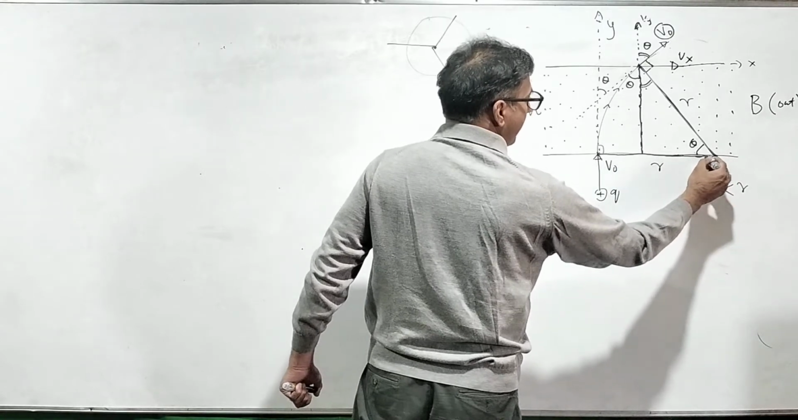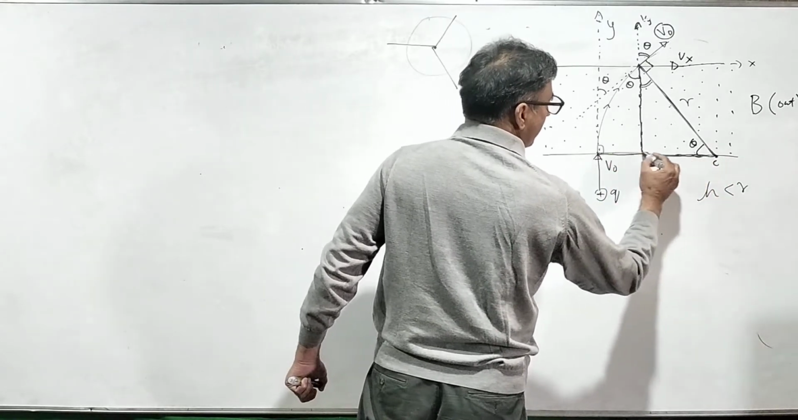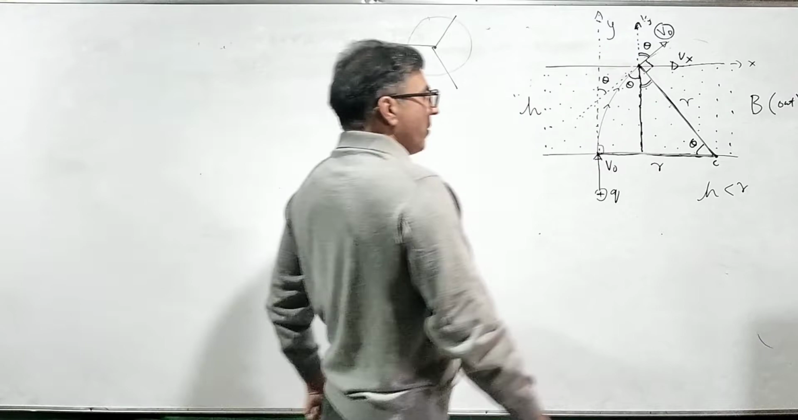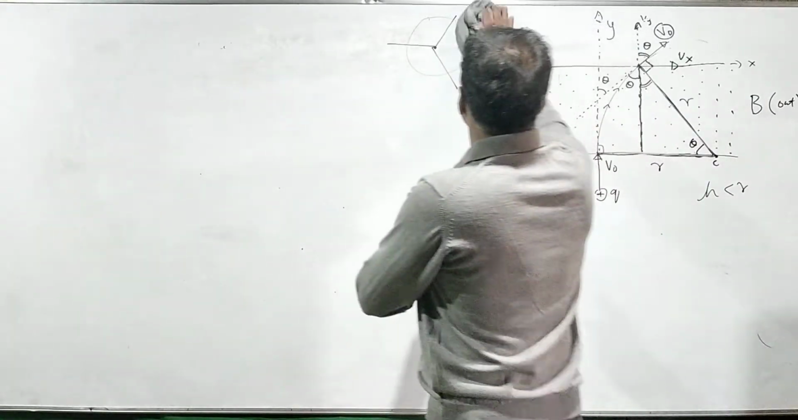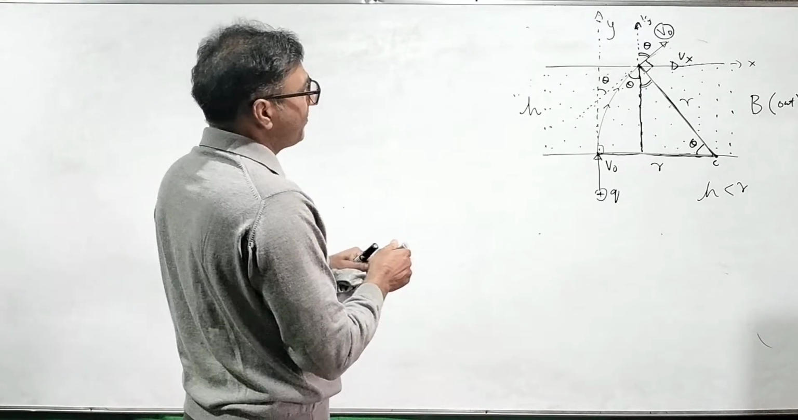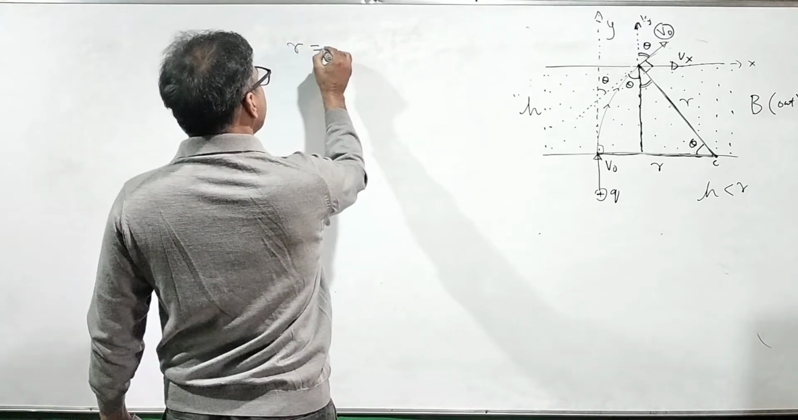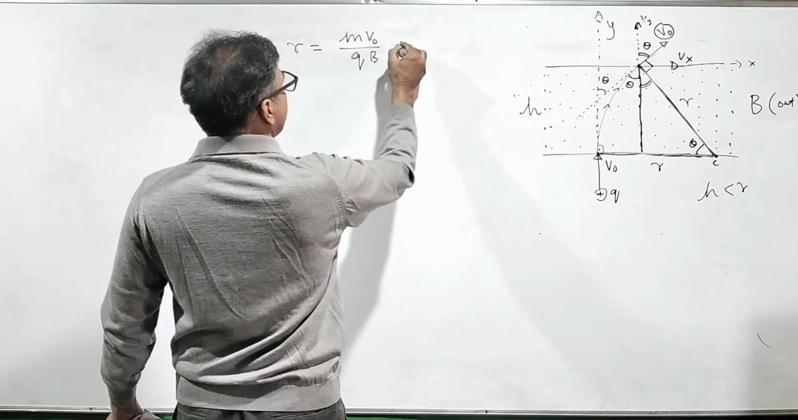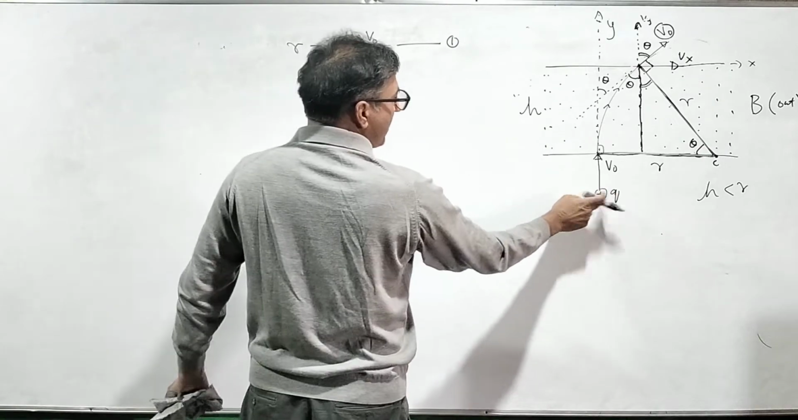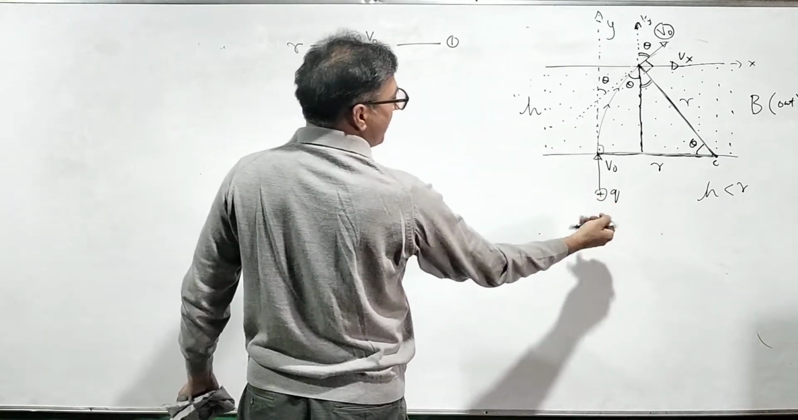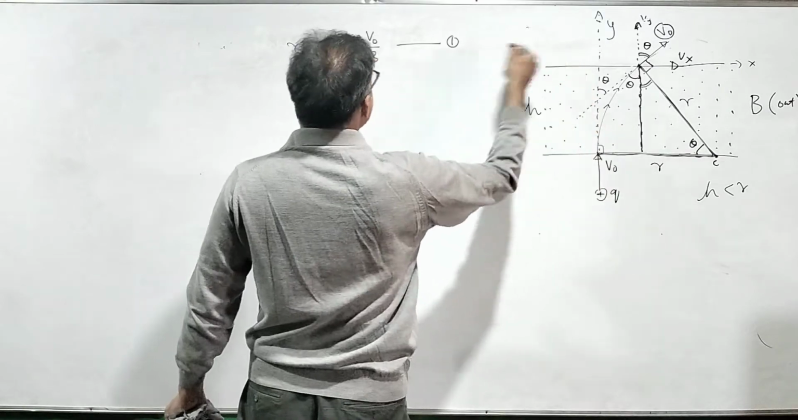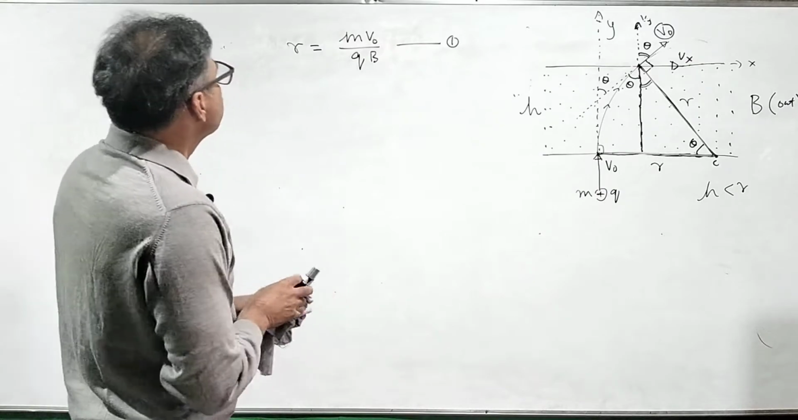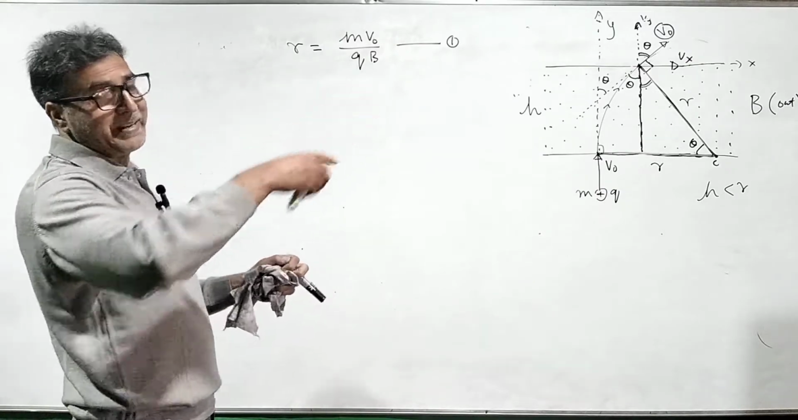This is also the radius of the arc, r. So what is that r equal to? Radius of this arc, yes, that's mv0 by qB. Equation first. Where q is the charge of the particle, v0 is the speed with which the charge enters, and m is the mass of the charge. This is the radius of the arc in which the charge moves in the given magnetic field.